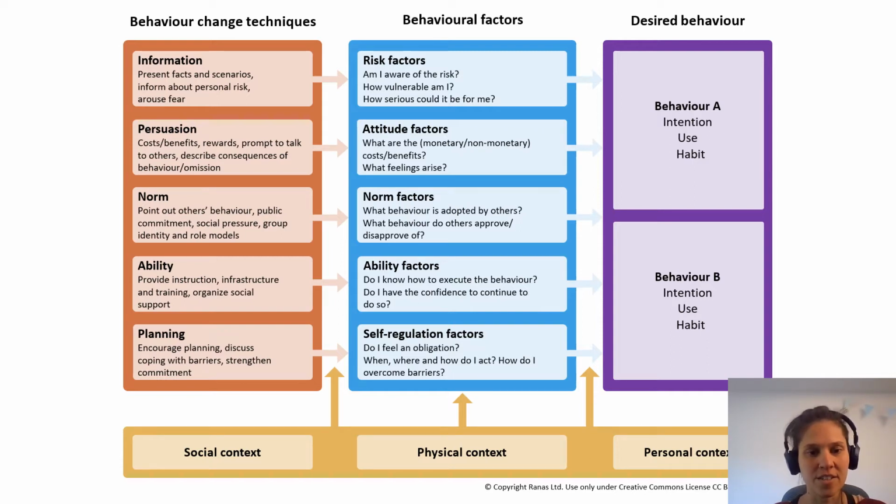And we have the self-regulation factors, the knowledge about when, where, and how to perform the behavior, and how to overcome certain barriers. These behavioral factors are embedded in the context, the social, physical, and personal context of our target population. The unique aspect of the Ranas approach is that for each of the factor blocks that you can see here in the blue boxes, we have different behavior change techniques to tackle and change them. These are represented in the Ranas approach. And the outcome, in the violet boxes, is the new desired behavior.